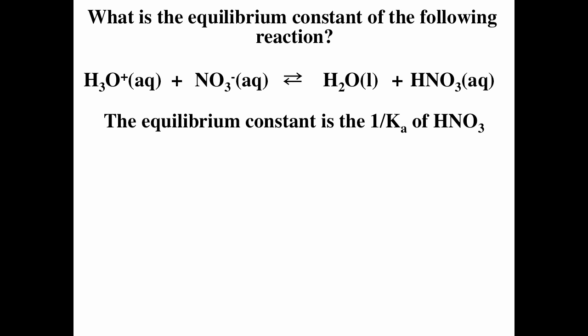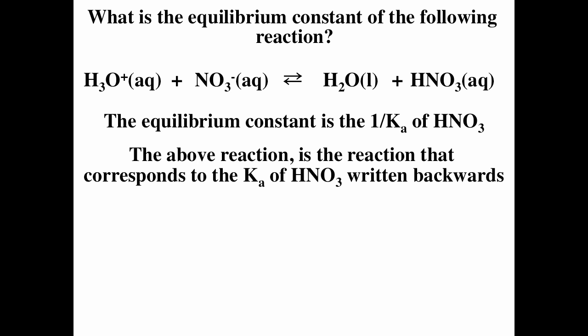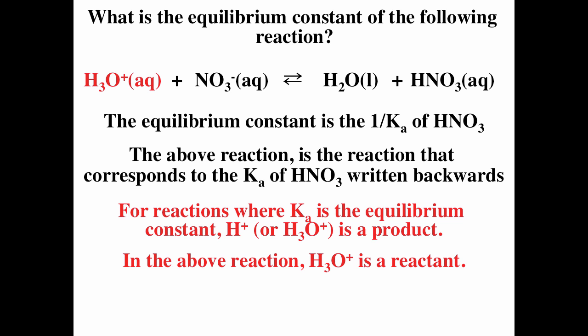If we look on the other side, we see we have the nitric acid. And so the equilibrium constant for that reaction is going to be 1 over Ka of nitric acid. All this is the reaction corresponding to Ka of nitric acid written backwards. And again, if you switch products and reactants, you take the inverse.